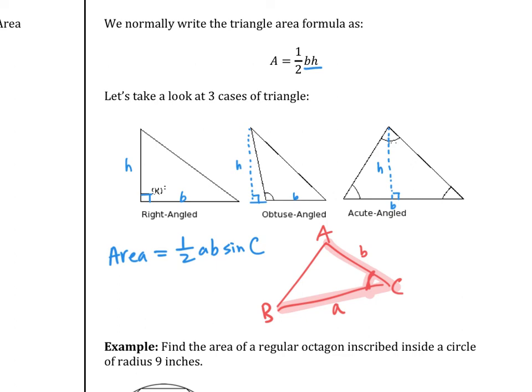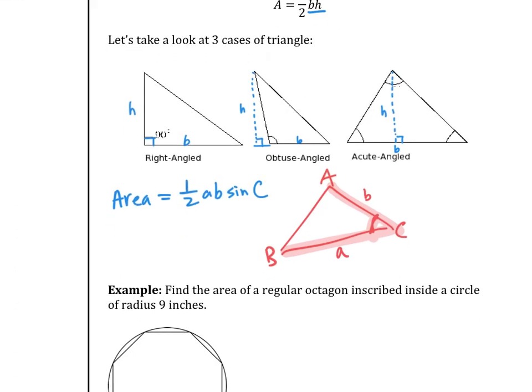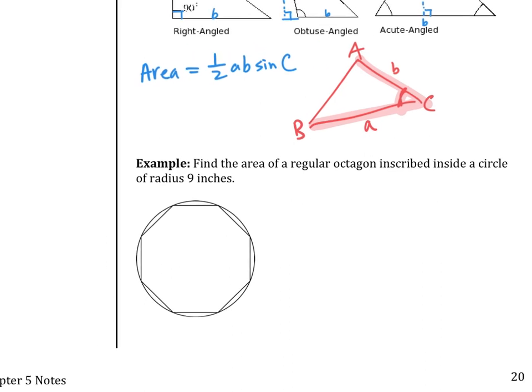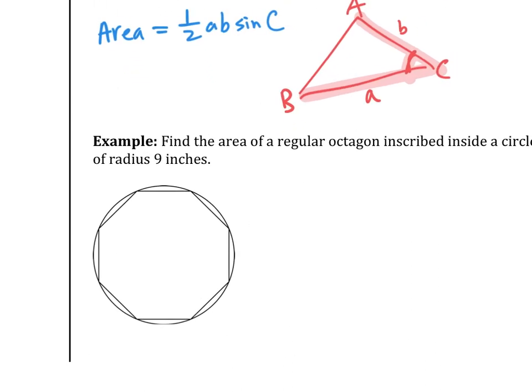Okay, so let's look at one problem that we can try to solve together. Find the area of a regular octagon inscribed inside a circle of radius 9 inches. This looks a little bit tricky, but it's actually not that hard. It's kind of interesting trying to figure this out. You have an octagon, so that means 8 sides, and regular meaning all the sides are the same size. It's not just an octagon with 8 different side lengths. They're all the same length.